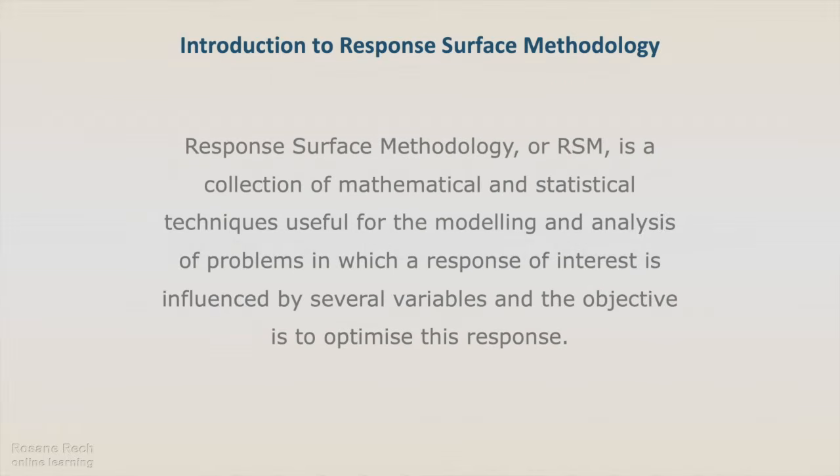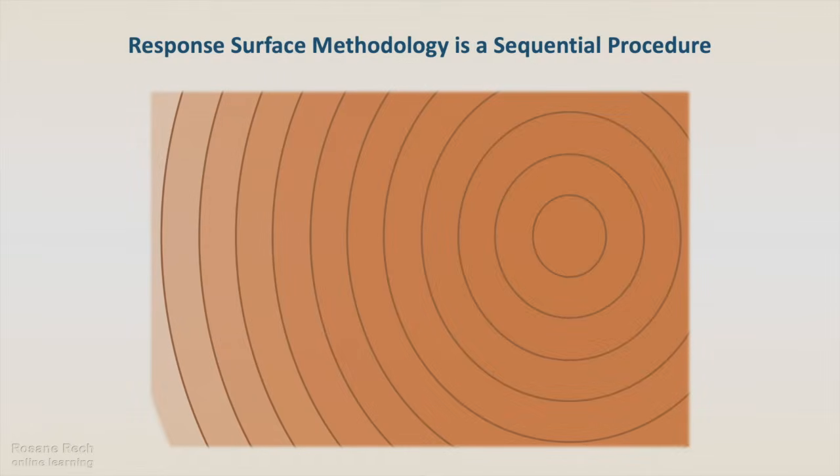Response surface methodology, or RSM, is a collection of mathematical and statistical techniques useful for the modeling and analysis of problems in which a response of interest is influenced by several variables, and the objective is to optimize this response. This slide shows an experimental region where the response increases as the color becomes darker.